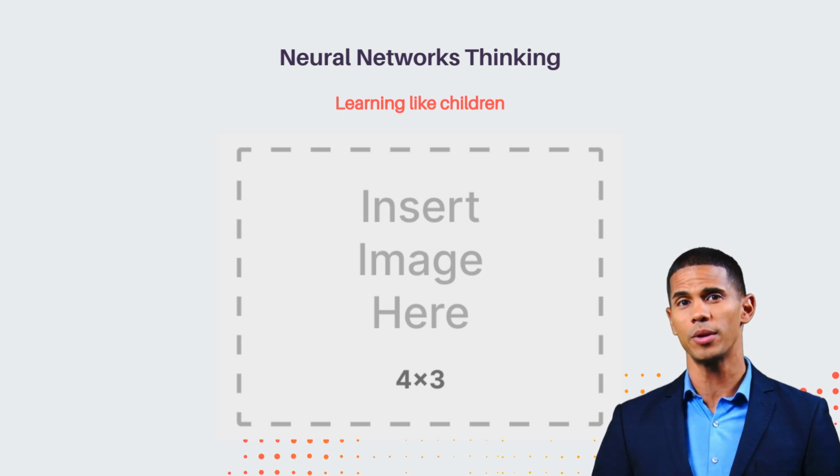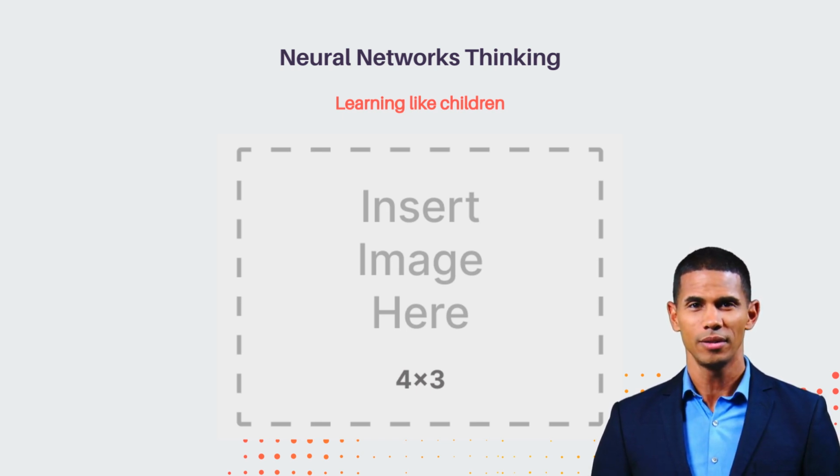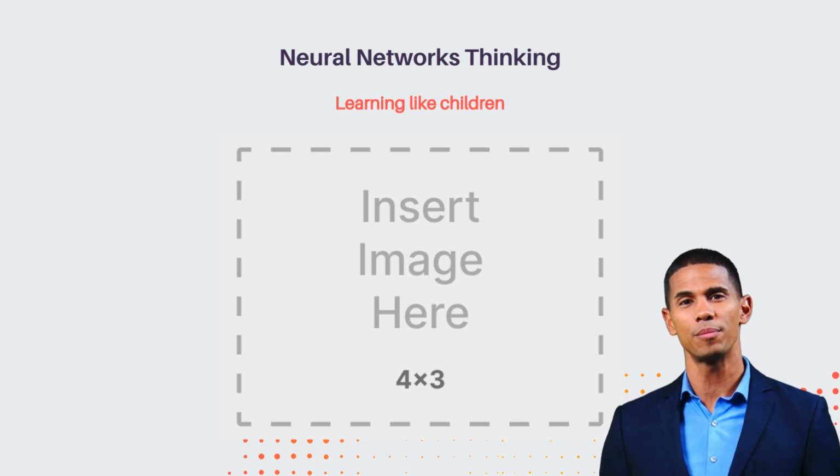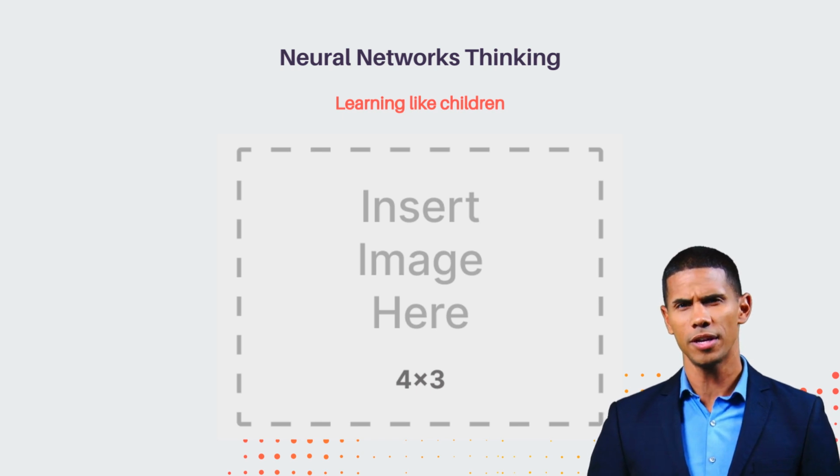Neural networks learn like children recognizing cats and dogs through examples and corrections. They start with guesses, adjust based on feedback, and improve over time. This learning process mirrors human learning, enhancing their ability to recognize patterns.